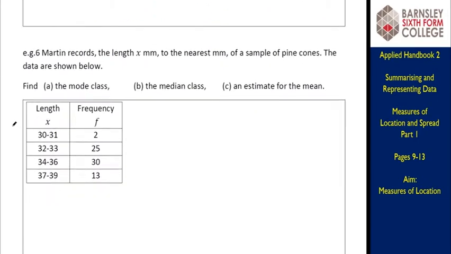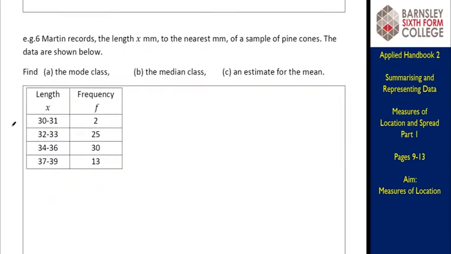Final example. Contrary to what this example says, I don't have the boring habit of measuring pine cones, but let's just go through this example. So we're going to find the mode class first. The mode class is a simple enough calculation, not really even a calculation. It's just the class that is the most frequent. So that's just your 34 to 36 millimeter class. That is your modal class.